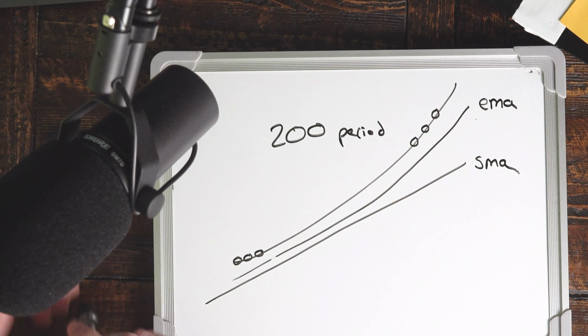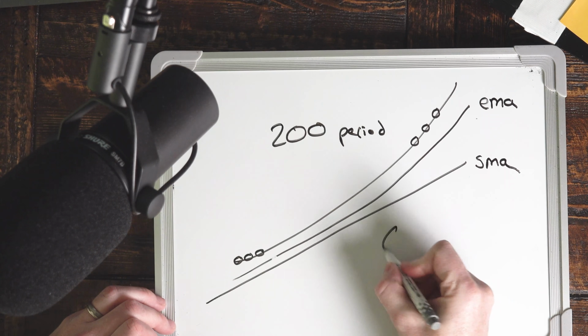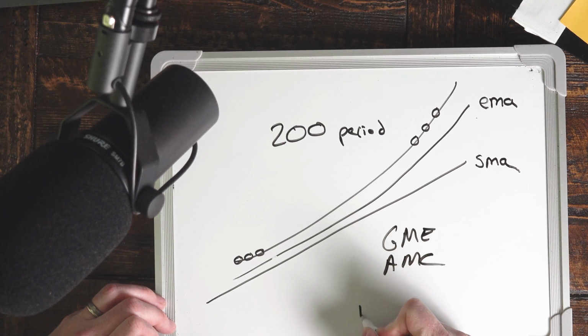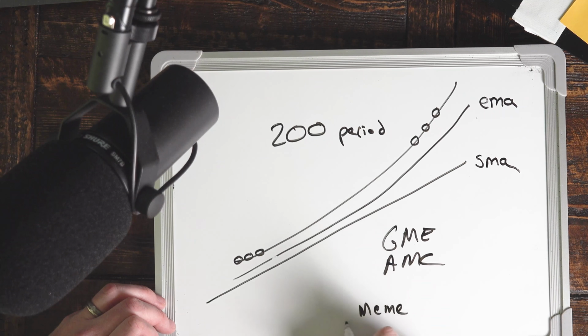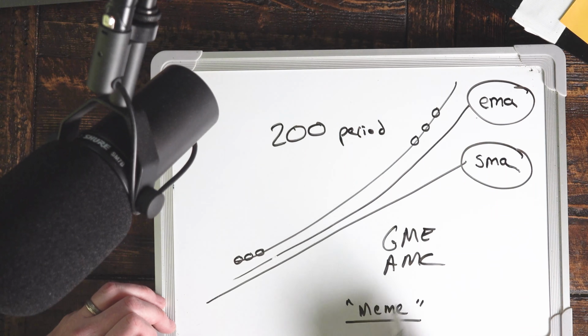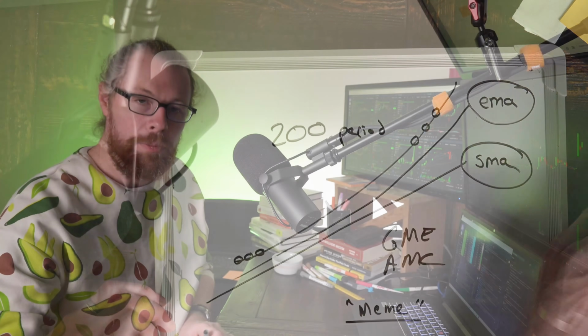So that'll be more common and better respected on meme stocks. Meme stocks being your stocks like GameStop, GME, AMC, etc. So these are the meme stocks. All right. These stocks are going to have more respect for SMAs and a little less for EMAs because they're traded very actively by non-professional traders.